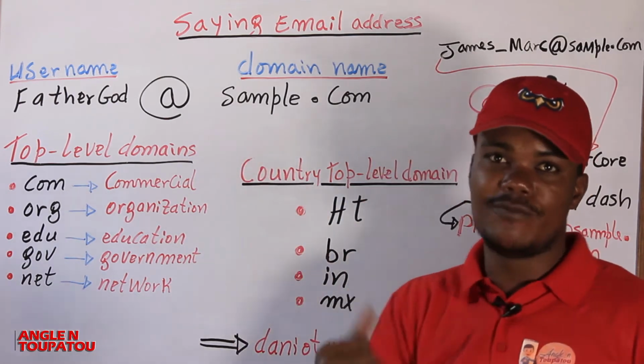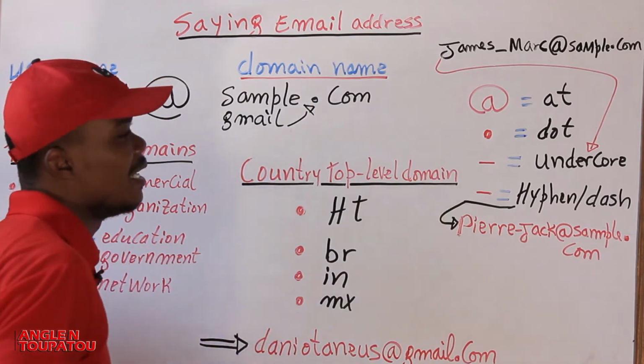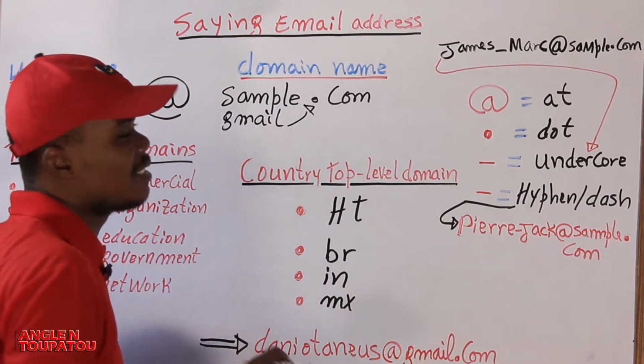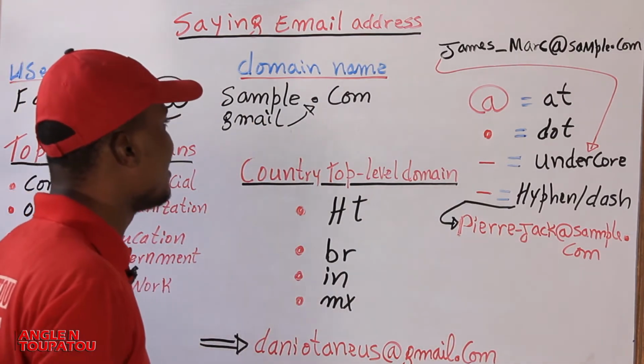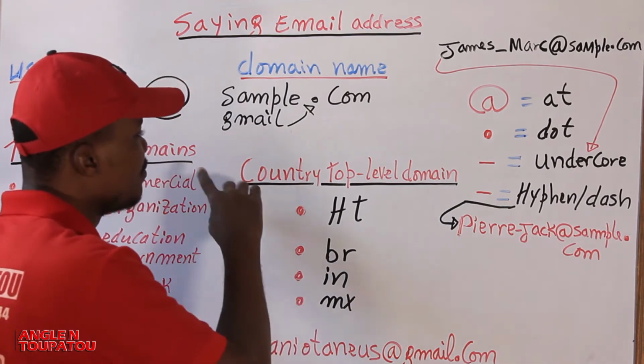For example, let me write for you. If I write Gmail like that, .com, gmail.com, I replace sample by gmail.com. You can write it like this.